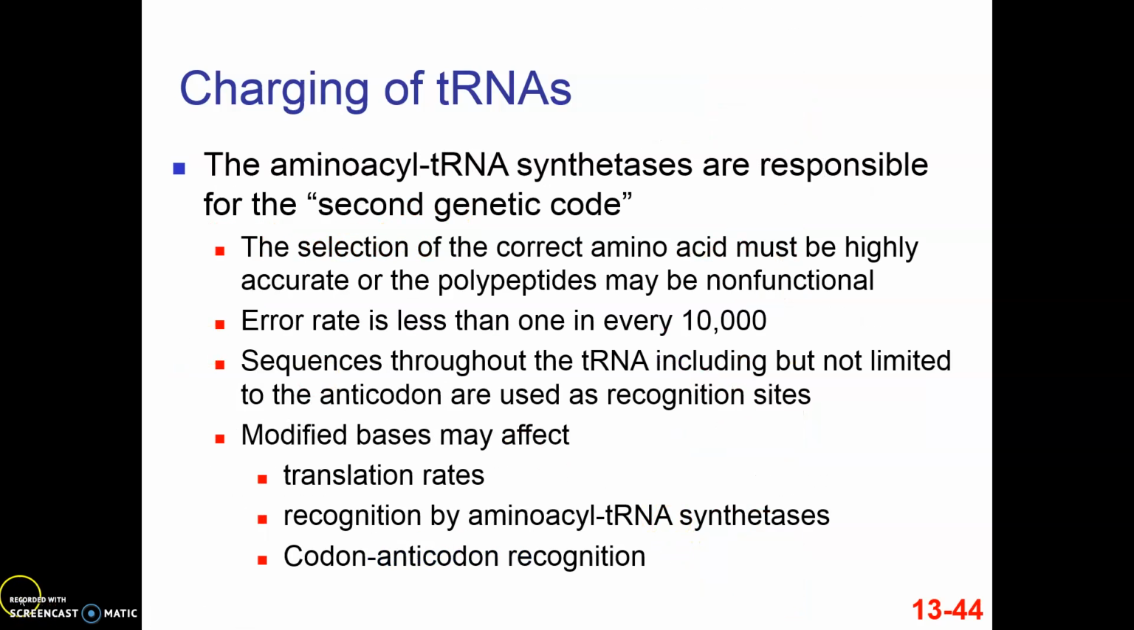All right. The interaction of these synthetases with their specific transfer RNAs is considered a secondary genetic code. This has to be excessively accurate, right? You can't be putting the wrong amino acids onto the wrong transfer RNAs, or you will end up with an incorrect protein. So these are very specific in nature, with an error rate of less than 1 in 10,000.